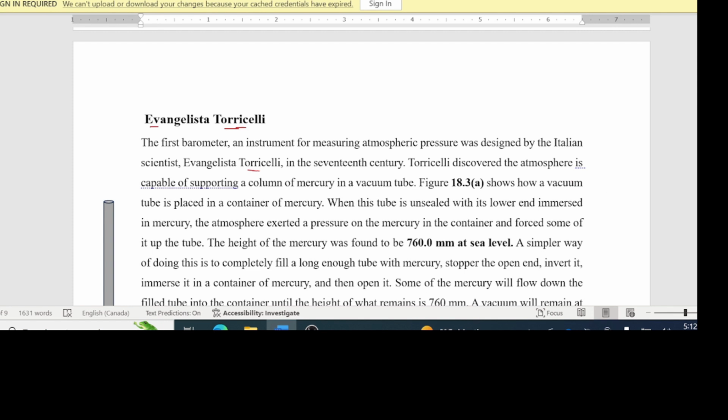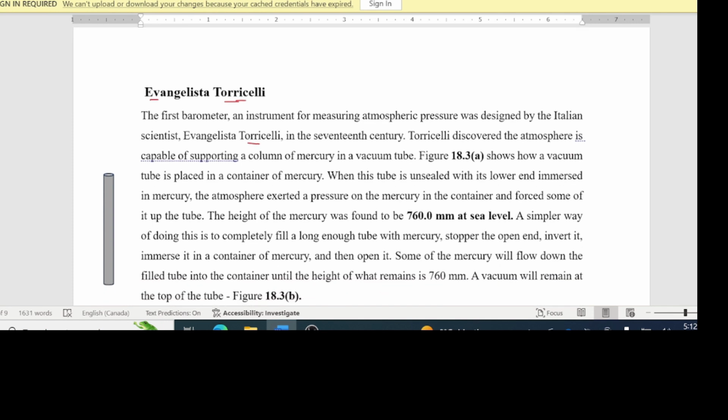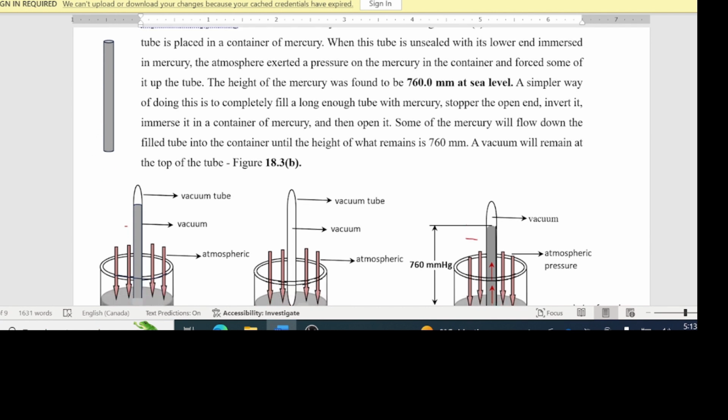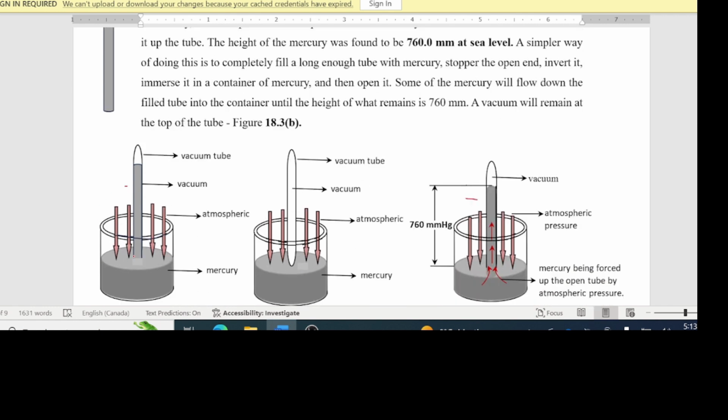What he discovered was this. He discovered that if you fill a tube with mercury and then you stopper this tube and invert that into a container of mercury, after which the stopper is removed, and if the tube is of a certain minimum length, some of the mercury will fall out of the tube, but some will still remain.